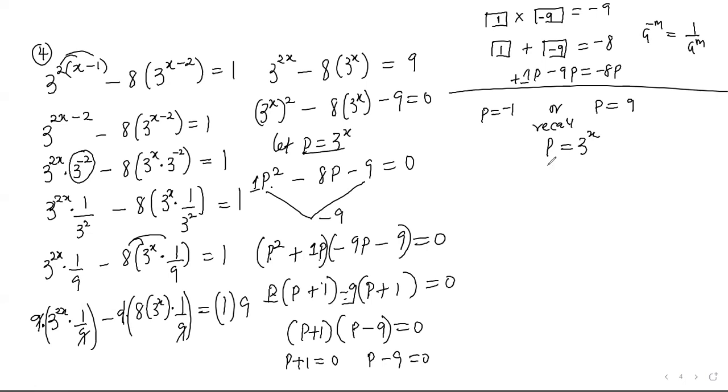So we have here 3^x equal to minus 1 when p is minus 1. And here when p is 9, 9 equal to 3^x. So let's forget about this one and go to this one first. So we have here it can be written as 3 to the 2 power equal to 3 to the x, and the base cancels out. So 2 is equal to x, or x is equal to 2.